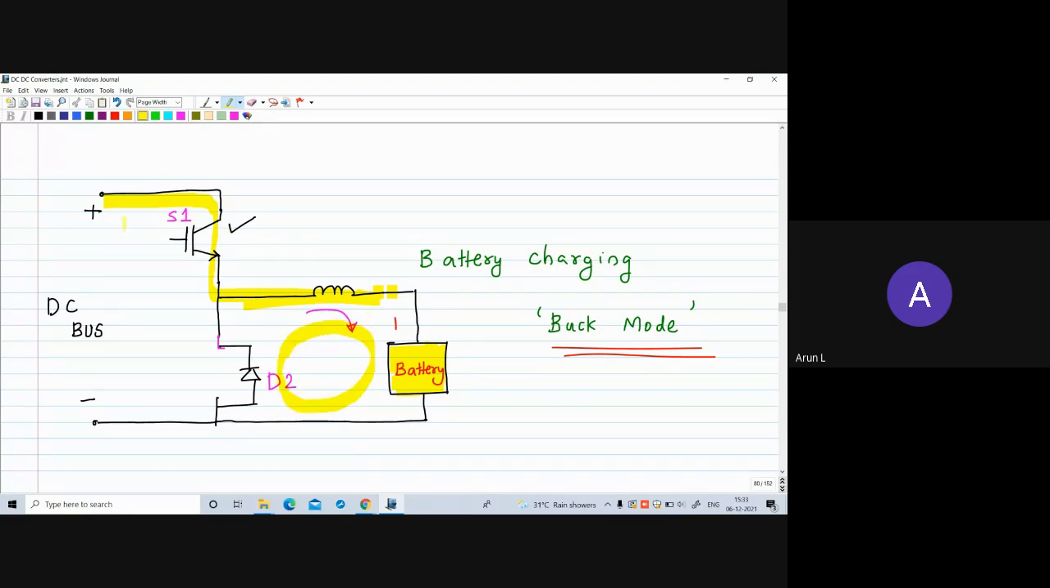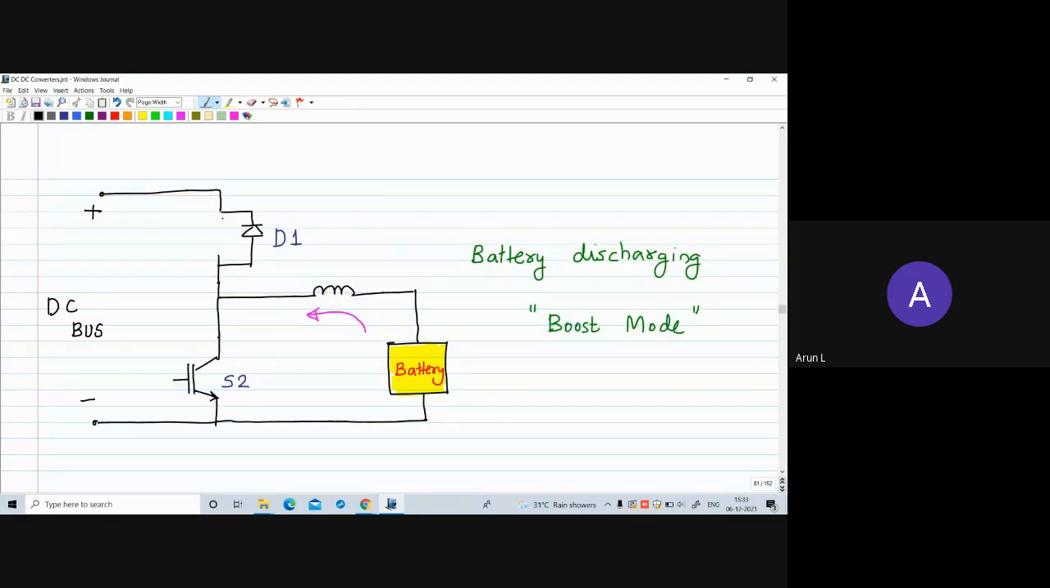So this is the same as a buck converter. If you look here, this switch, diode, inductance combination like this, it is a buck converter. So it is a buck mode. Similarly, when the battery is discharging, S2 will be operating.